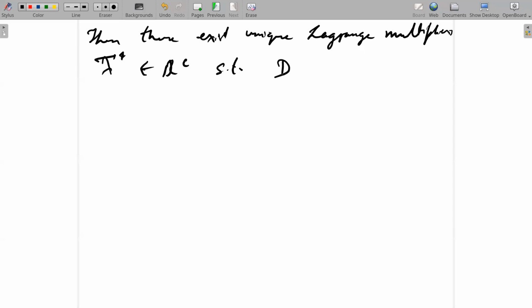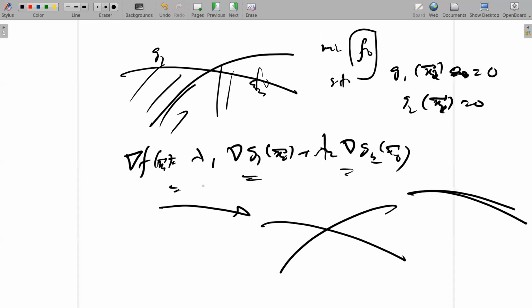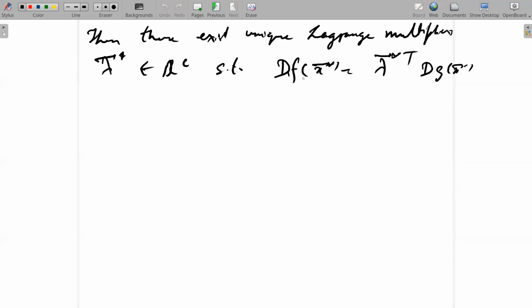Such that the gradient, or the derivative, of f at x star is in fact equal to lambda star transpose times dg at x star, which is essentially a generalization of the statements here, right? This I could have written as lambda 1, lambda 2 times gradient g1, gradient g2, which will give us the total derivative of g if I write g equals g1, g2. So it's a general form of that.